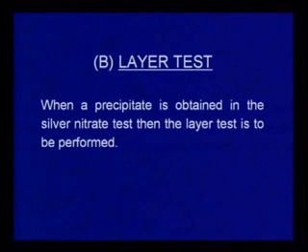By the silver nitrate test, you can have the idea, yes, if we are getting the precipitate, that means the compound contains halogens. But it is difficult to distinguish white precipitate from pale yellow to yellow. It is difficult to distinguish the colors. So we need to perform the layer test to confirm which halogen is present in the given organic compound. Okay. So how to perform the layer test?